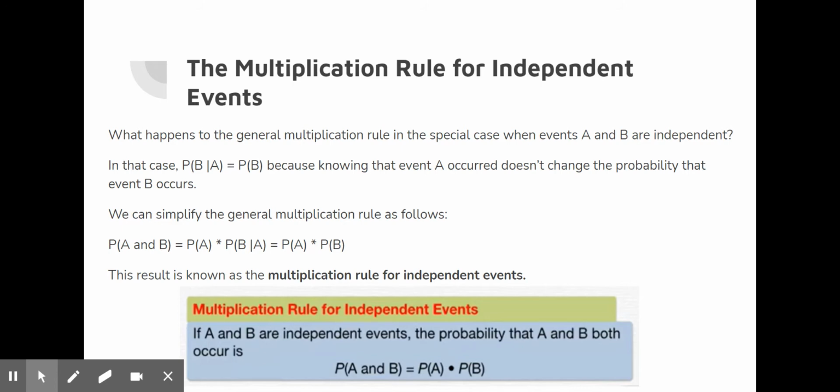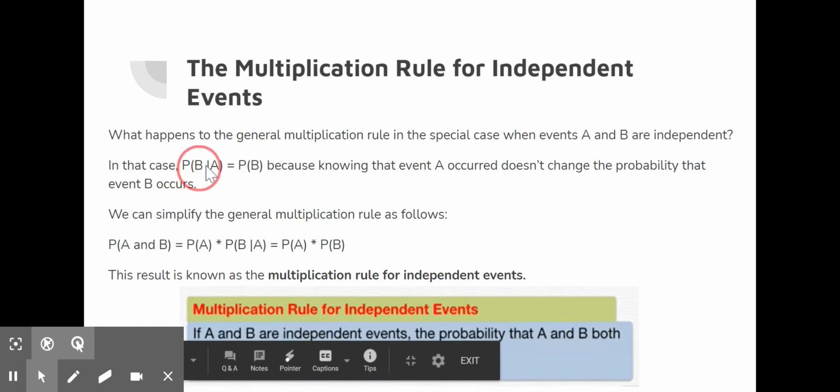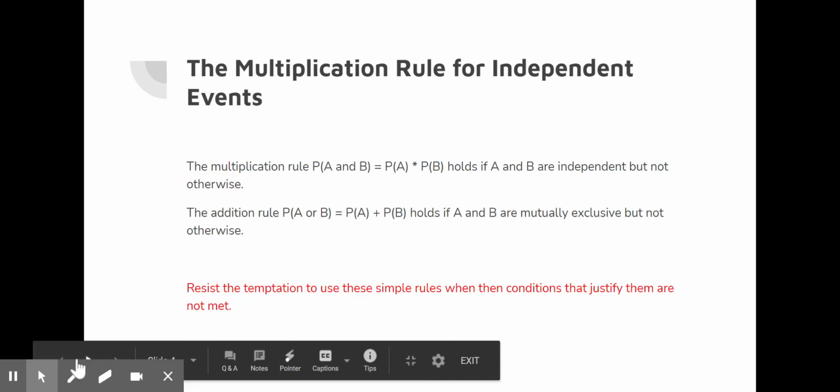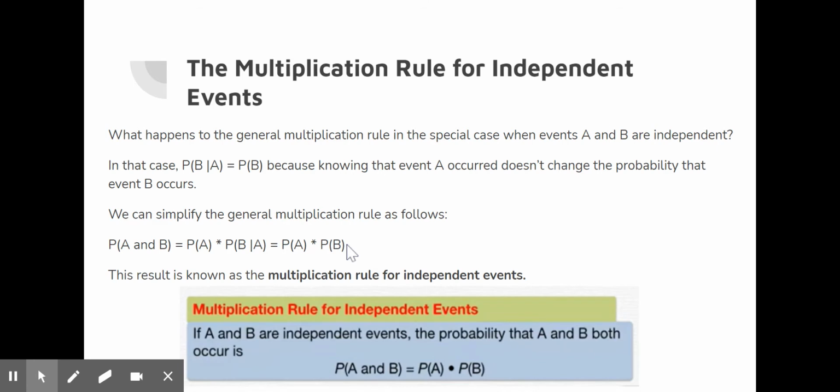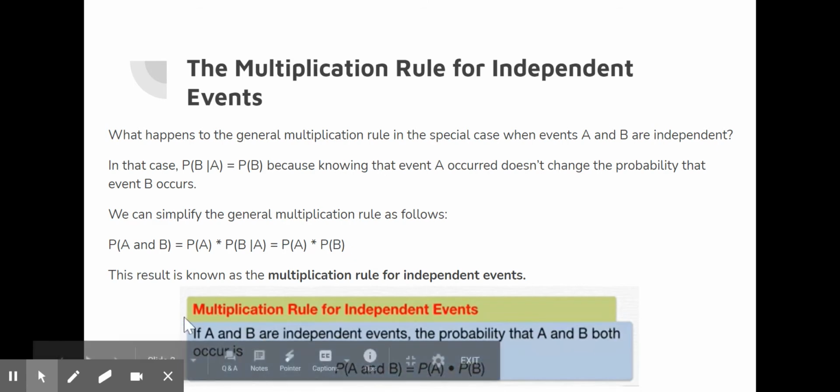So we can simplify the general multiplication rule as the probability of A and B will equal the probability of A times the probability of B, given that A already happened. But the probability of B, given that A already happened, is just the probability of B. It says it right here. So it's just going to equal the probability of A times the probability of B. So this is only true for independent events.